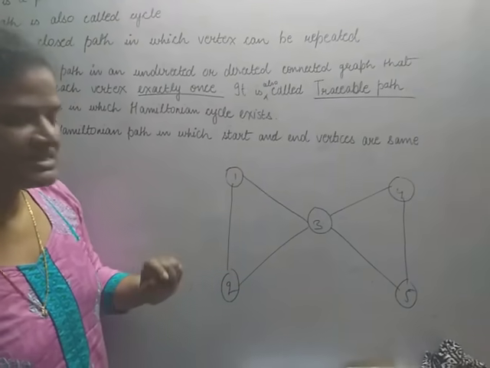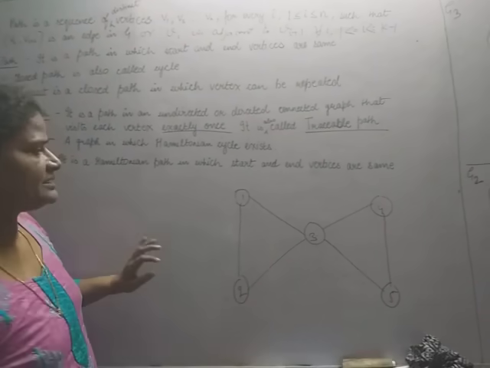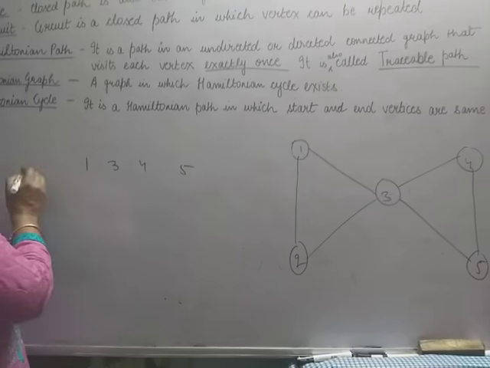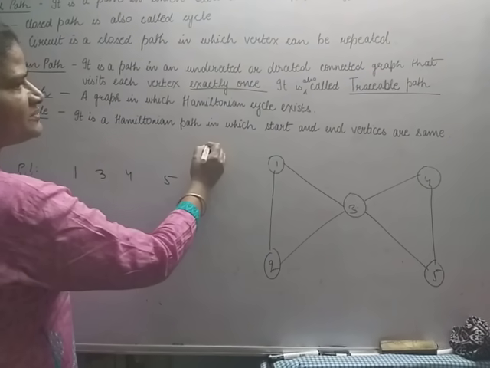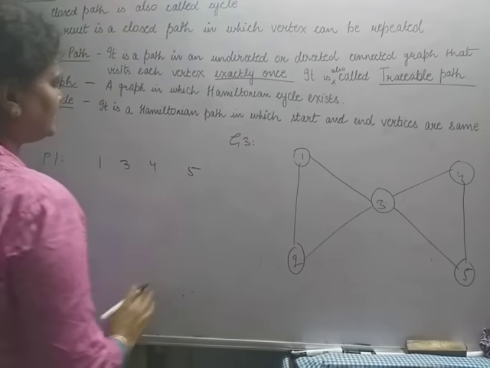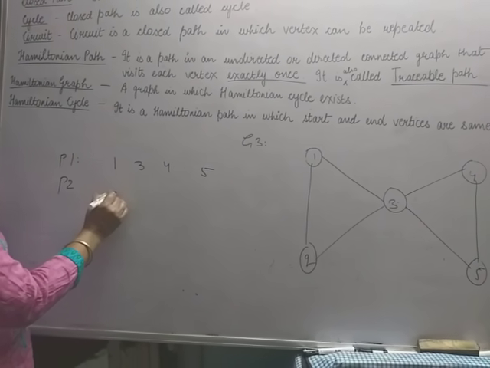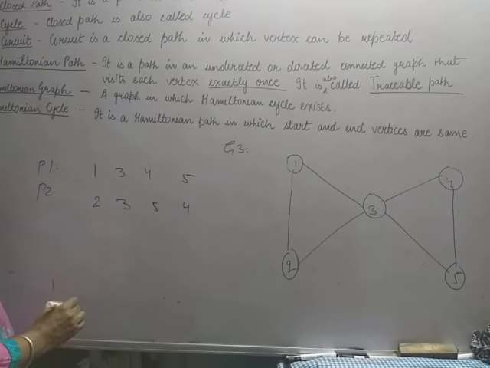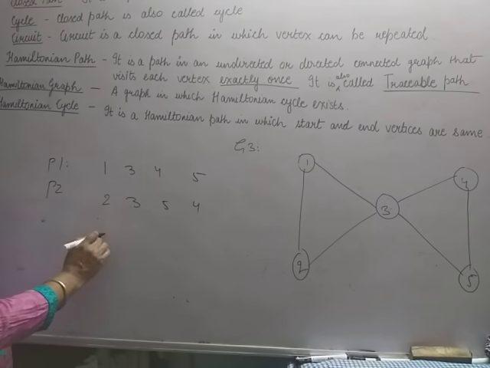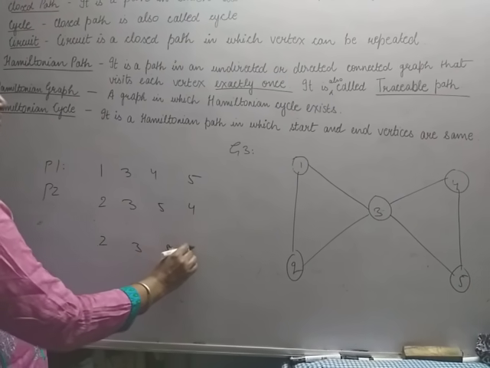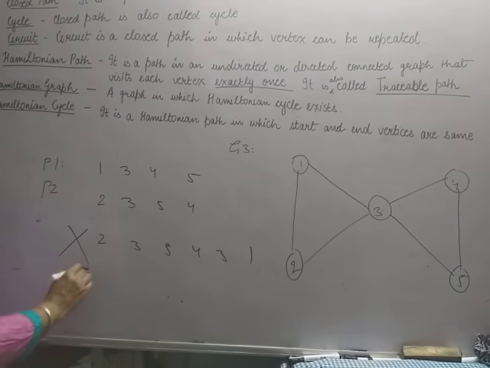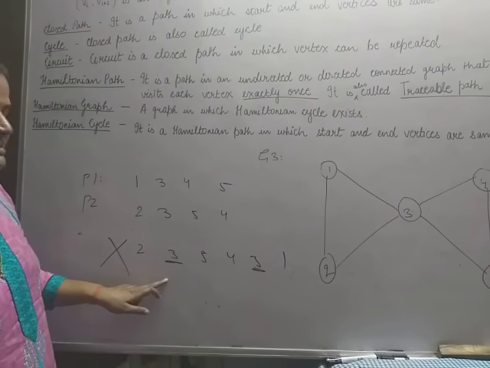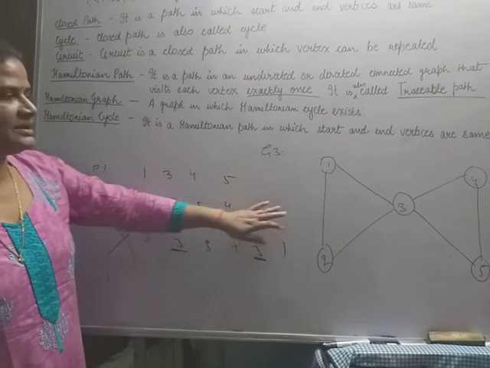Suppose this is a graph, and if we write a path, then there is a path like 1, 3, 4, 5. This is one path, P1, for this graph. I am talking about G3. Then another path, P2, is 2, 3, 5, 4. This is a path. But if we write 2, 3, 5, 4, 3, 1, this is not a path, as there is a repetition of the vertex 3. So this is not a path in this graph.